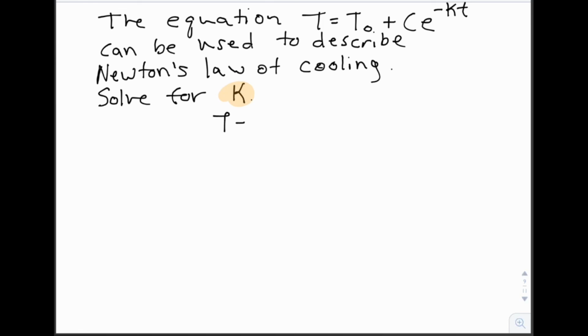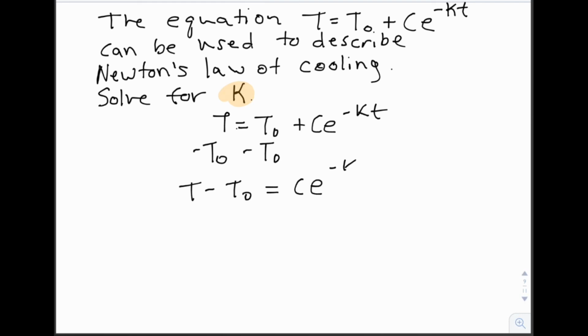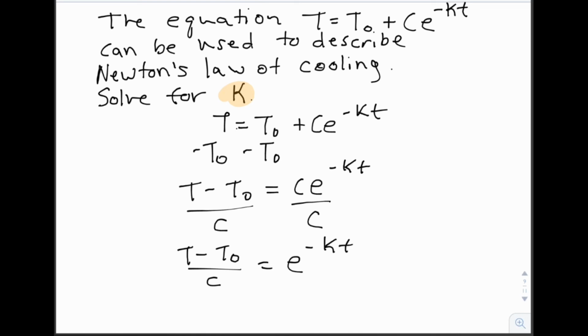First, write out your original: T is equal to T naught plus C e raised to the negative kt. First subtract your T naught, because we want to try to isolate that k. So we have T minus T naught, and that's going to be equal to C e raised to the negative kt. Again, we want to isolate that k, so divide by your C here. That leaves us with T minus T naught divided by C, and that's now equal to e raised to the negative kt.